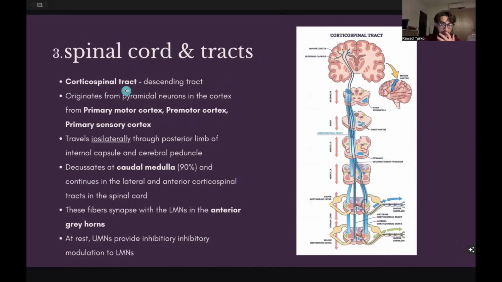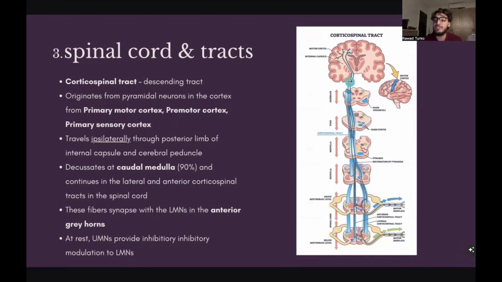Since it's a descending tract, it's going to originate from the pyramidal neurons in the cortex from specific places: the primary motor cortex, the premotor cortex, and the primary sensory cortex. Primary motor cortex, because all of your actual movements are going to be controlled by the primary motor cortex. The premotor cortex is where you have motor planning, or where you're making the decisions of what movement you're trying to accomplish. And the primary sensory cortex is also going to lend a couple of fibers to the corticospinal tract as well.